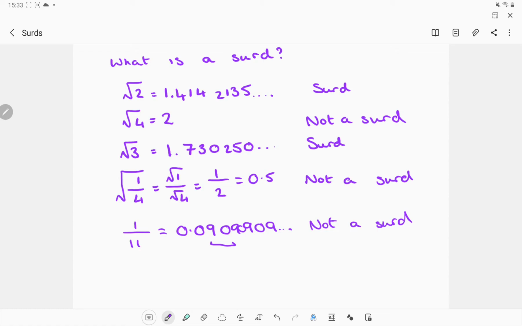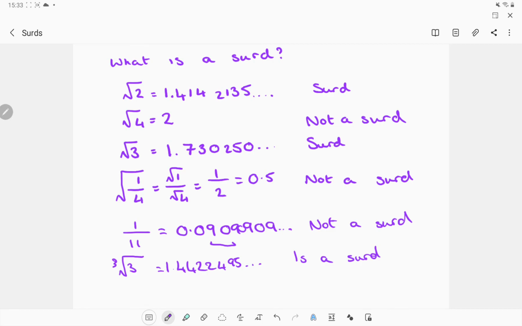Okay. Lastly, what if we had the cube root of 3? Now, this is important. It doesn't have to be a square root. It could also be a cube root or a fourth root or a fifth root. The cube root of 3 is 1.44222495. It's not going to repeat. So this is a surd.